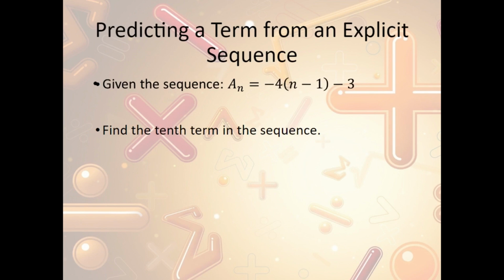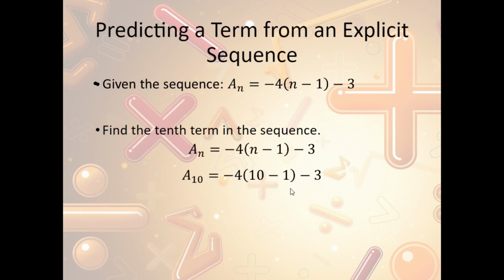So let's look at another example. Let's try to find the 10th term of this one. That's a_n is equal to negative 4 times (n minus 1) minus 3. So again, we plug in 10 for n. So this becomes a_10 is equal to negative 4 times (10 minus 1) minus 3.